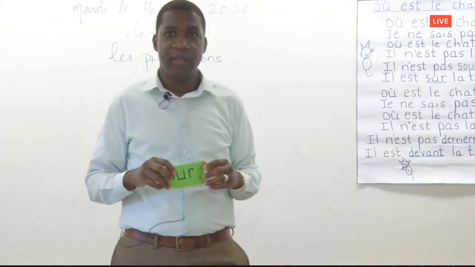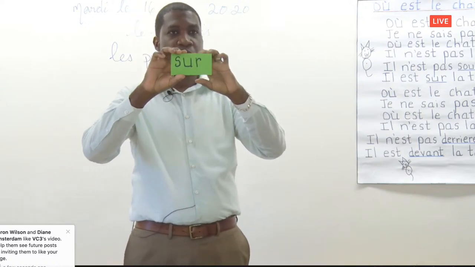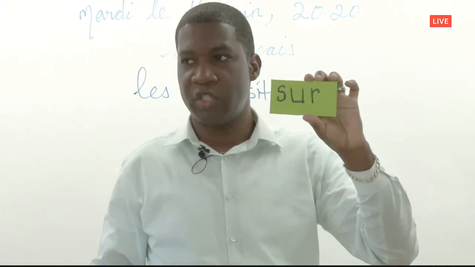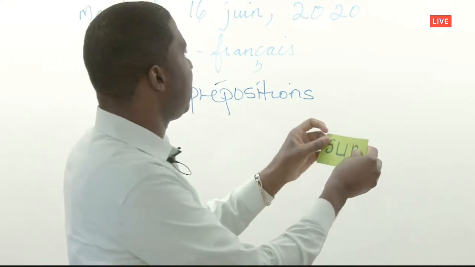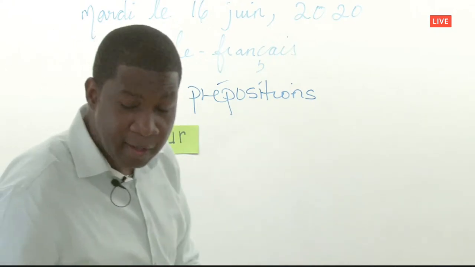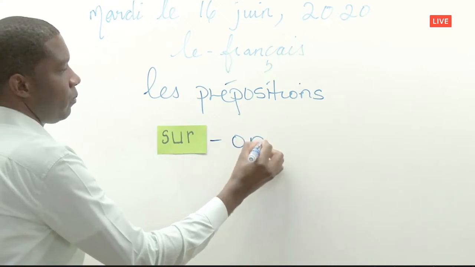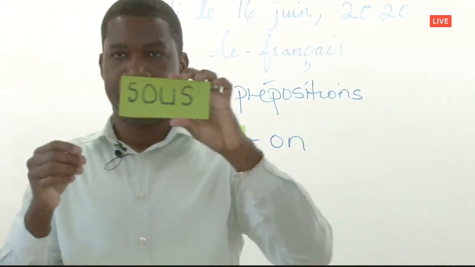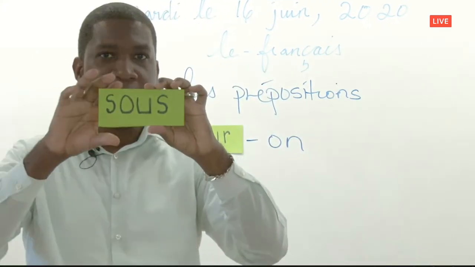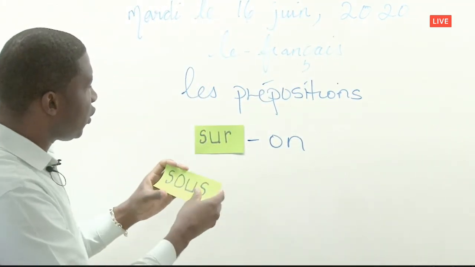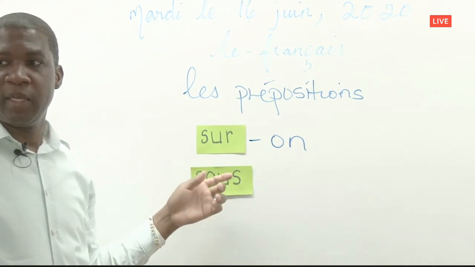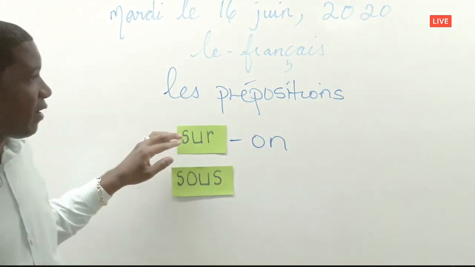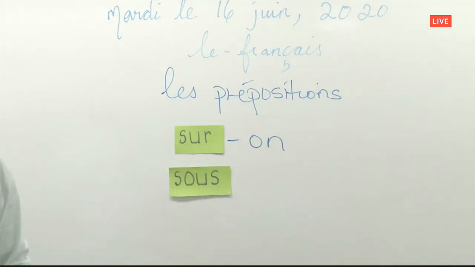So to begin, you're going to repeat after me. We have the first preposition, sur. This preposition means on. The next preposition we have is sous. Please note that sur and sous sound familiar, alike, but actually they have very different meanings and they sound different. We have sur and sous. Sous here means under.